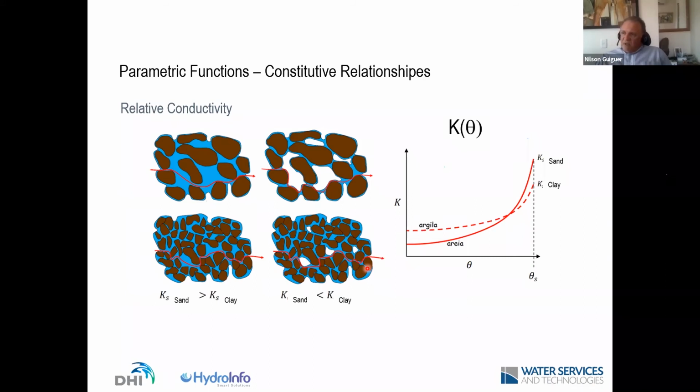You also have another relationship, which is hydraulic conductivity versus saturation. If you have fully saturated soil, then the hydraulic conductivity is constant. It's equal to the saturated hydraulic conductivity. As the soil starts to get dry, hydraulic conductivity starts to decrease because basically the area where the water is flowing decreases. So it's more difficult for the water to pass, and hydraulic conductivity decreases. So you have the relationship between hydraulic conductivity and saturation.